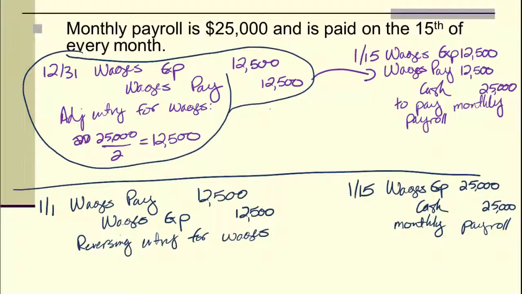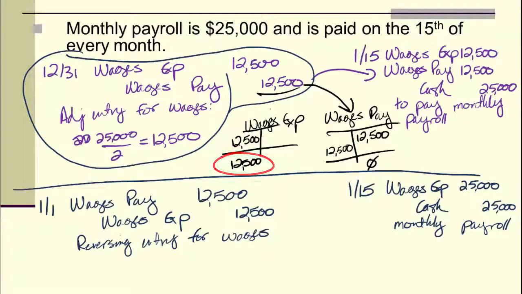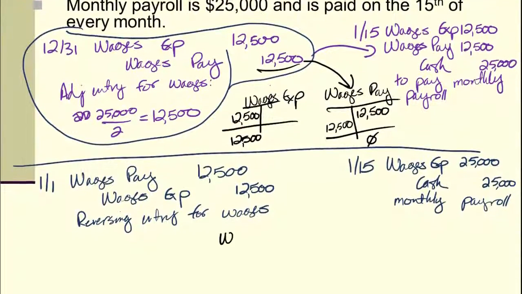Matter of fact, let's go ahead and do the T accounts again, just so that we can see them. So up here, there's your wages expense, and here we'd end up with 12,500, and wages payable. You would start with this as a beginning balance, because we did that last period, and it's a liability, so it keeps its balance. And then 12,500, wages payable goes to 0, and end up with wages expense, at least at the end of January, of 12,500.